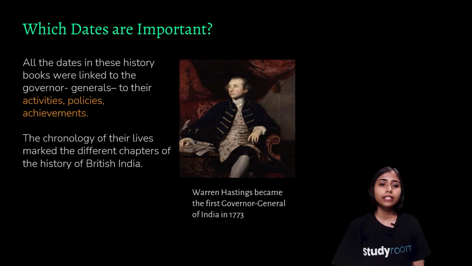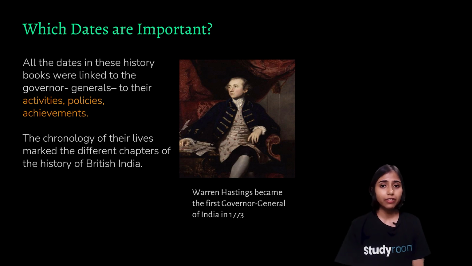Moving on, all the dates in these history books were linked to the Governor Generals, to their activities, policies, and achievements. The chronology of their lives marked the different chapters of the history of British India. So British India had a very biased sense of history, because it all revolved around the lives of the Governor Generals and their activities, how they introduced policies, and how they gained their achievements. It all revolved around how their reign was functioning, how their reign was working.